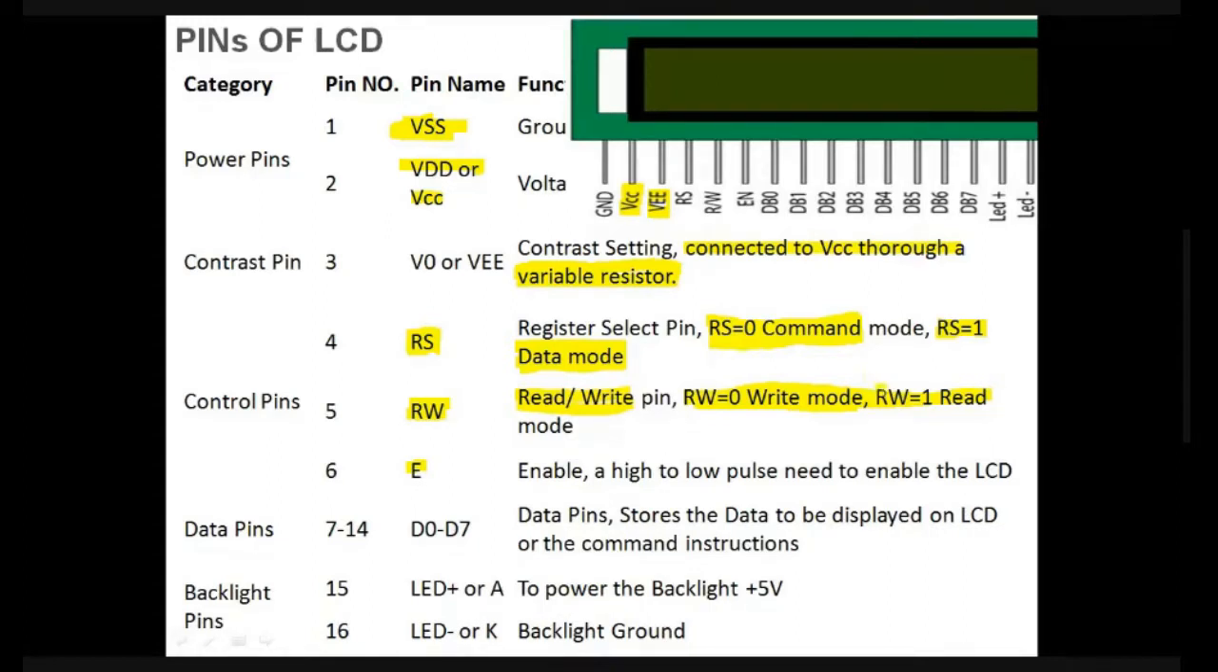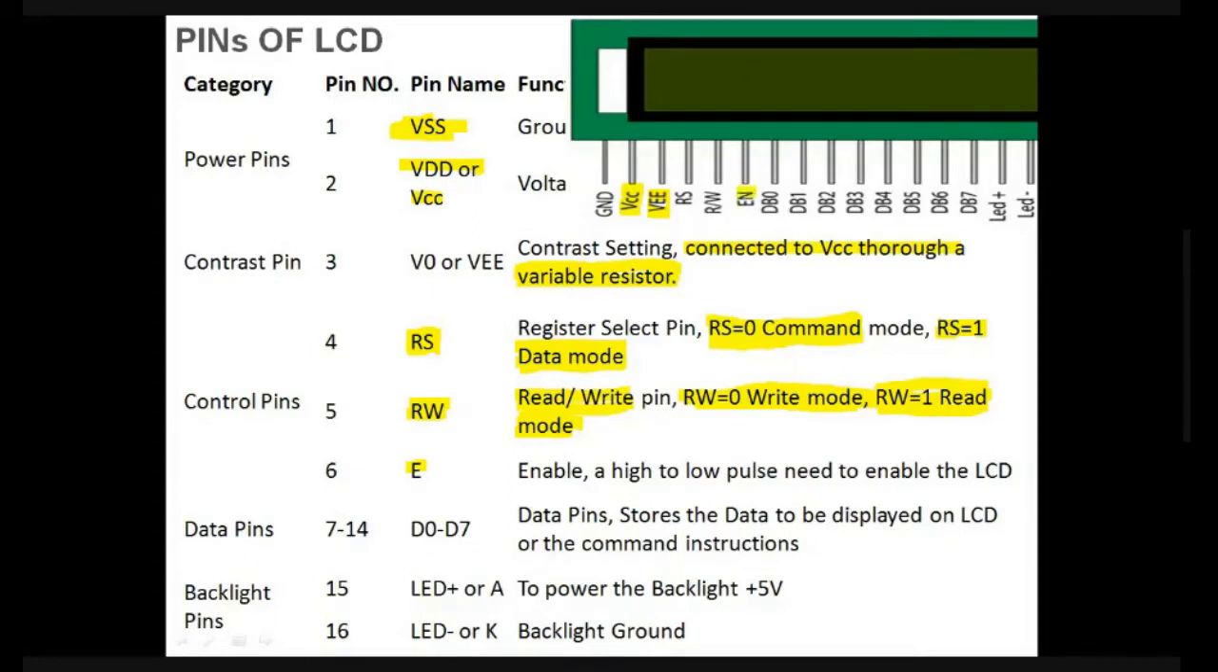If RW equal to 1, then whatever data is displayed on the LCD is readable by the 8051. That is, it is read from the 8051. So RW equal to 0 is write mode, and RW equal to 1 is read mode.